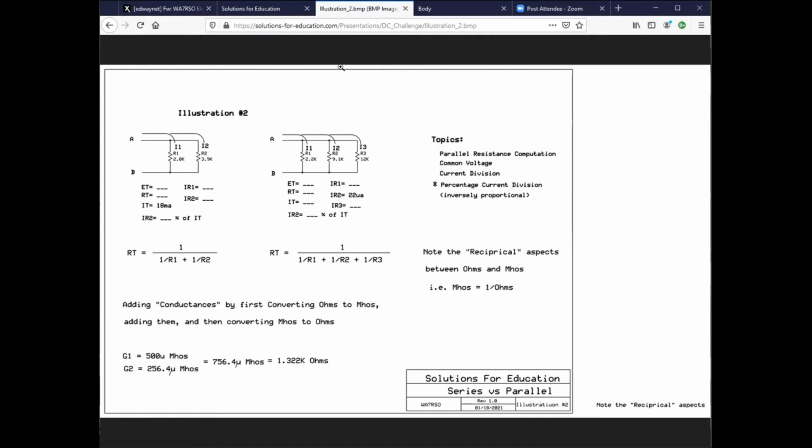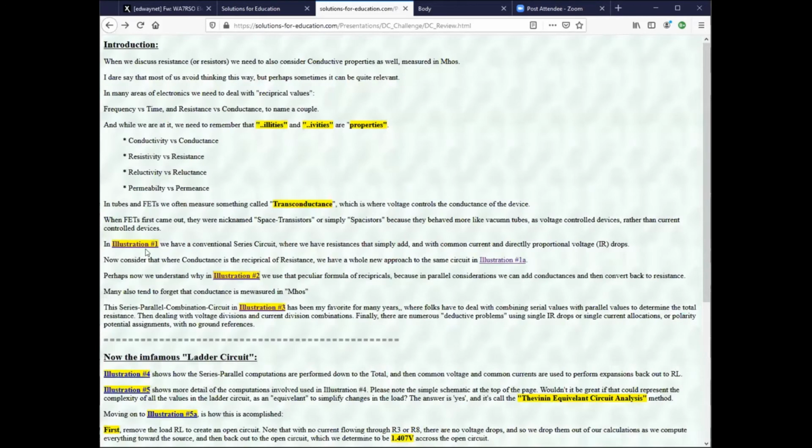All right, now that we've done this, let's do something a little bit more interesting. This was illustration number 2. And here again, these are downloadable, printable, and they're available for helping other people. Here we go. That was illustration number 1 and 2, but let's go here to something else.